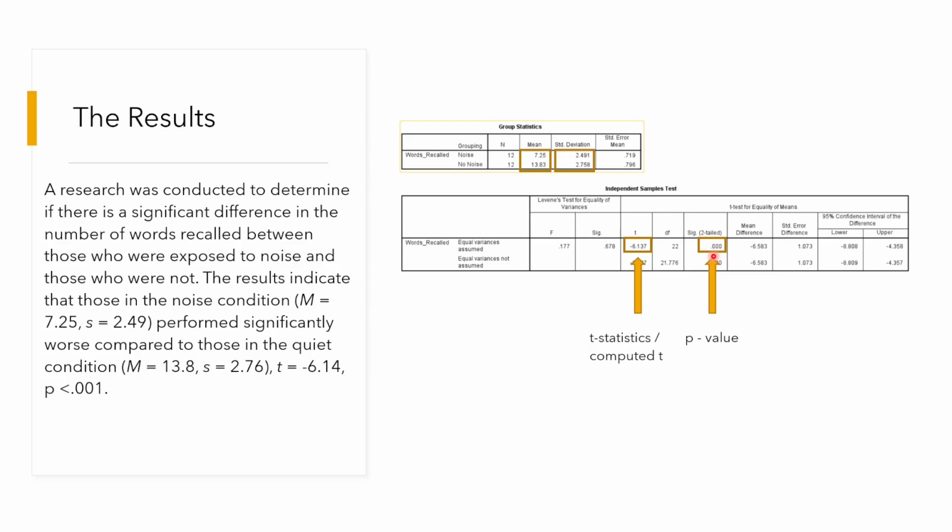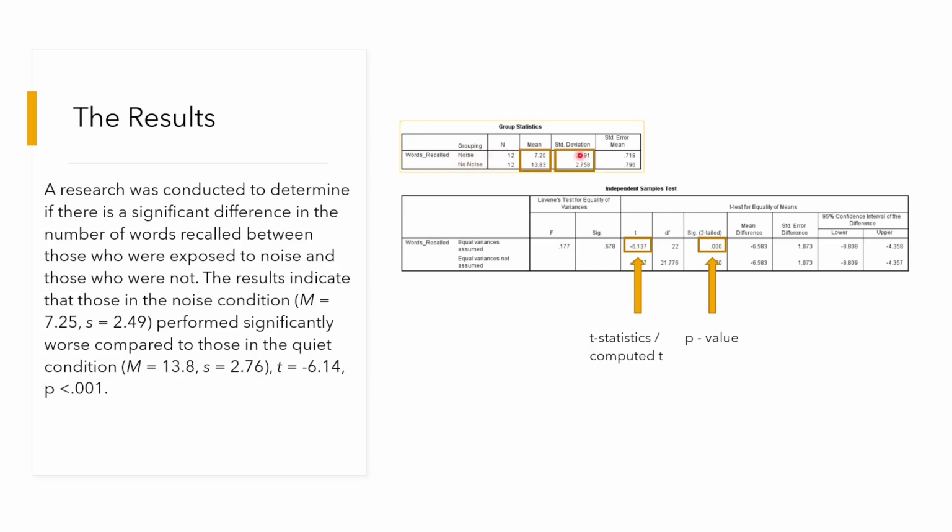But in order for us to shed more light on that finding, we need to take a look at the mean values. As we can see here, the mean number of words recalled by those who came from the noise condition is 7.25, while the mean of those who came from the quiet condition or the no noise condition is 13.83. So in other words, if you memorize a set of words in a quiet environment, then you are more likely to recall more words, while those who studied words in a noise environment were more likely to perform worse compared to those who reviewed in the quiet condition.